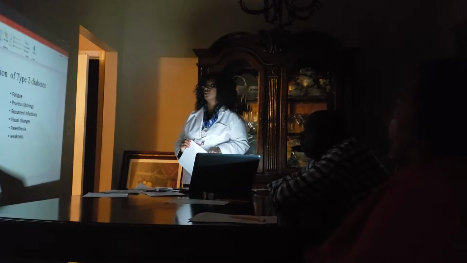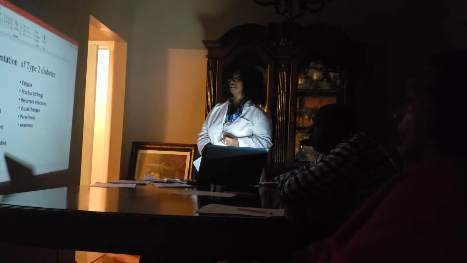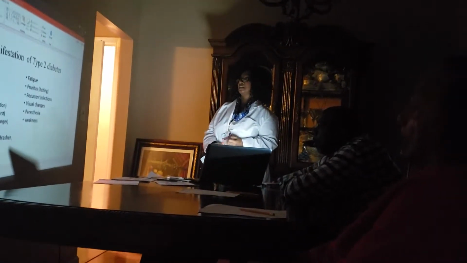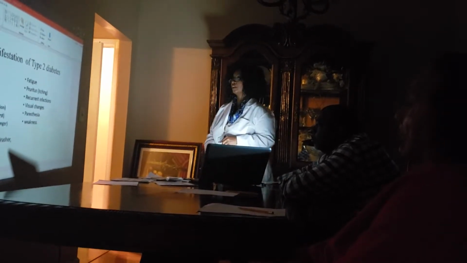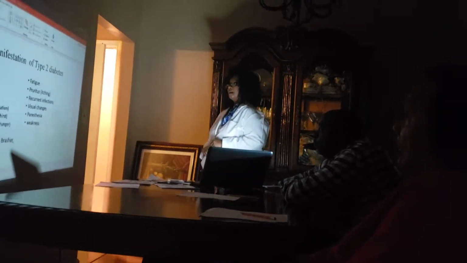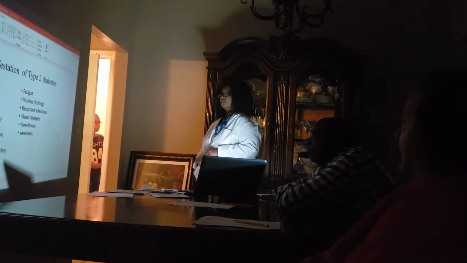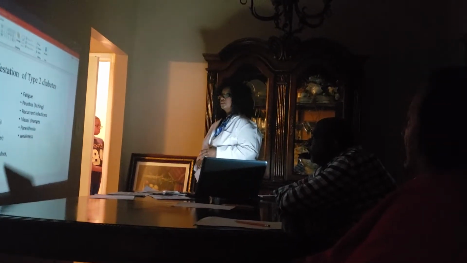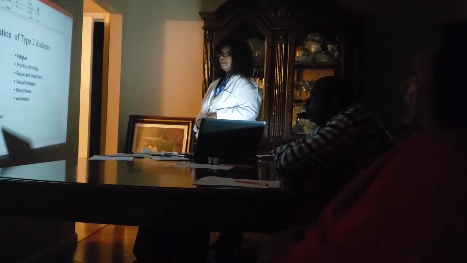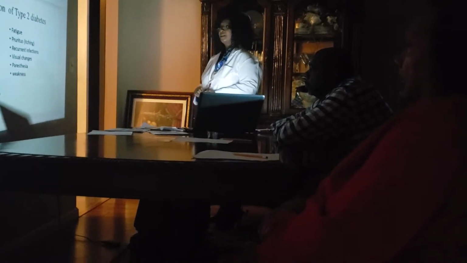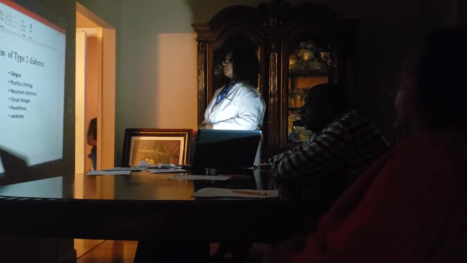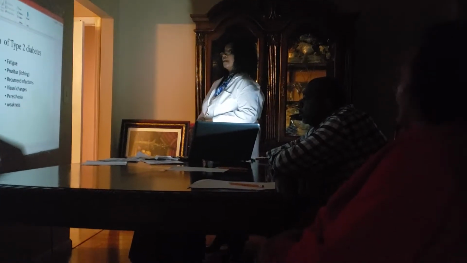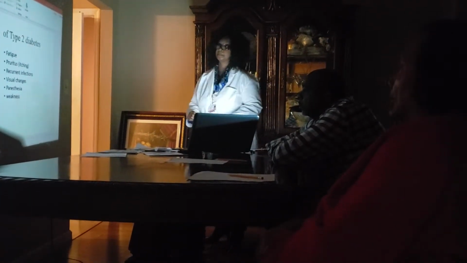Clinical manifestations of type 2 diabetes: they usually are overweight, they have dyslipidemia, hyperinsulinemia, hypertension, which we were saying earlier is a risk factor. You'll see polyuria, polydipsia, which is increased urination, increased thirst, polyphagia, which is increased hunger. You'll see fatigue, pruritus, which is itching, recurrent infections, visual changes, paresthesia, and weakness.